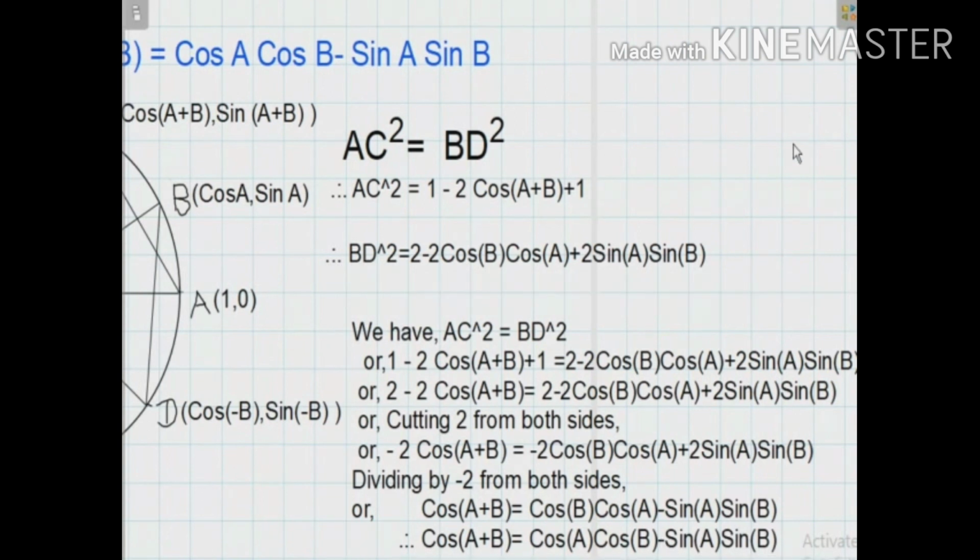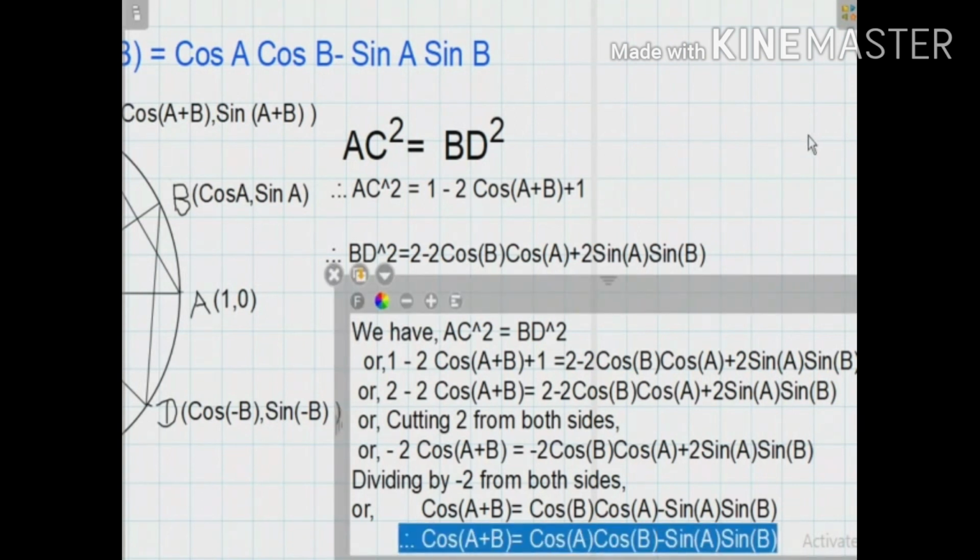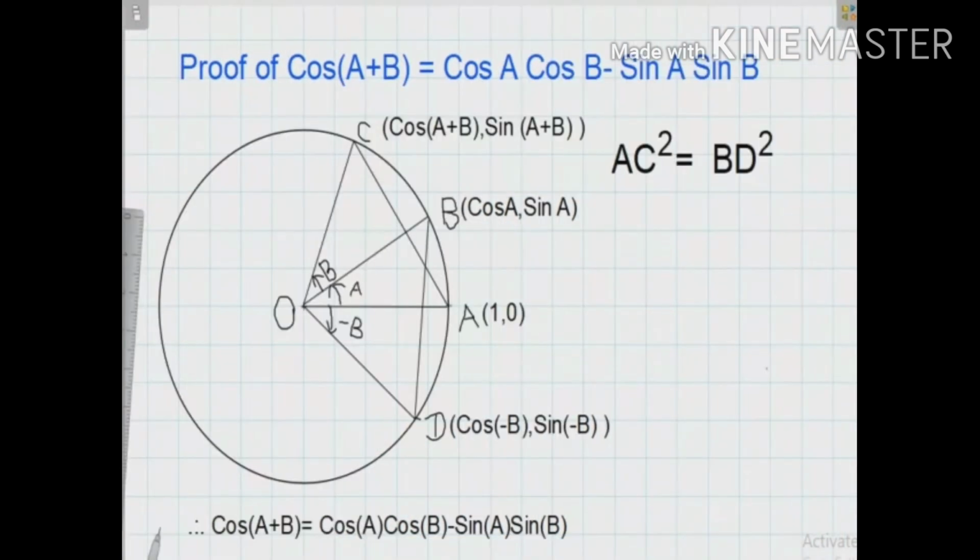And do you see, we have just derived the formula cos(A+B) is equal to cos A cos B minus sin A sin B. And that's it for today. We will derive other compound angle formulas in the next video.